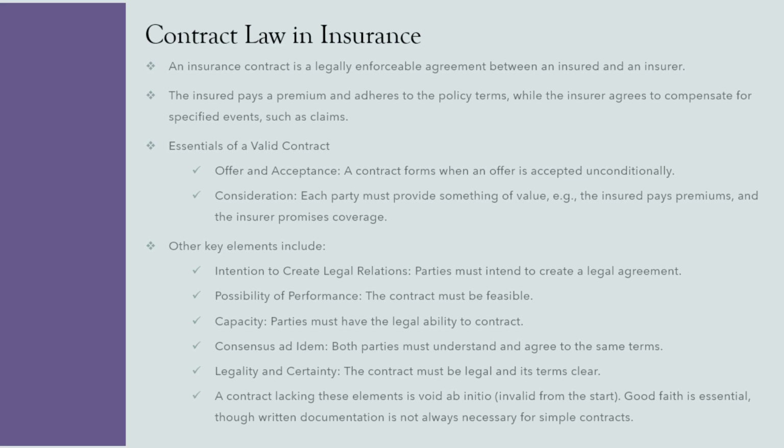Possibility of performance. The contract must be feasible. Capacity. Parties must have the legal ability to contract. Consensus ad idem. Both parties must understand and agree to the same terms. Legality and certainty. The contract must be legal and its terms clear. A contract lacking these elements is void ab initio, invalid from the start. Good faith is essential, though written documentation is not always necessary for simple contracts.